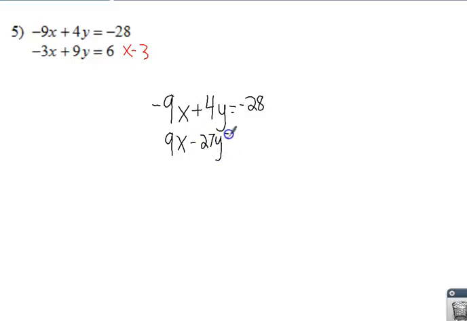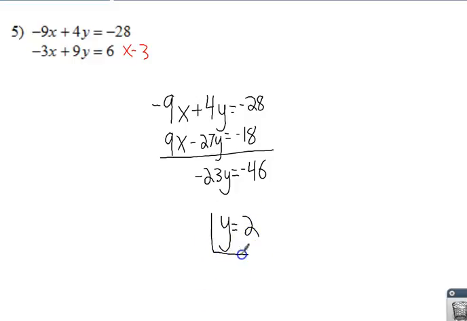Now here, it's important to not drop negative signs again. Notice how the 3x when multiplied, -3x when multiplied by a -3 becomes positive. The y becomes negative, so when I add, I get -23y equals -46. Dividing by -23, I get y to be 2. Now, with y being 2, that's all well and good, but what exactly do I do with it? Well, think about that for a second.